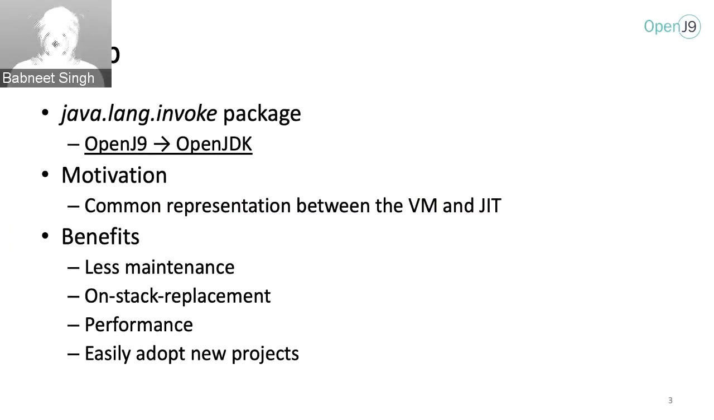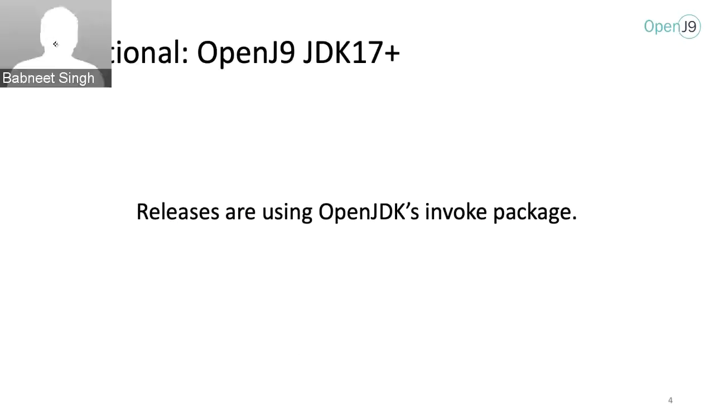And finally, this work has also made it easy for us to adopt new JEPs or Java enhancement proposals. For example, new JEPs for the foreign memory API, JEP 412, which was due for JDK 17, and JEP 419, which was due for JDK 18, were supported with no changes on the OpenJ9 side. For the current state, we have enabled OpenJDK's invoke package in OpenJ9 for JDK 17 and onwards. This means that we are functionally complete and we satisfy the minimal performance requirements. More on perf will be covered by Nazim.